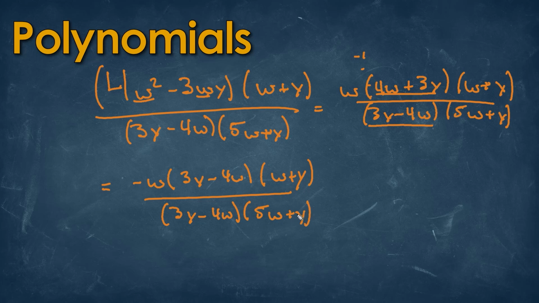5w plus y. These two are the same at top and bottom, and now what we're going to have is a minus w plus y, all over 5w plus y.